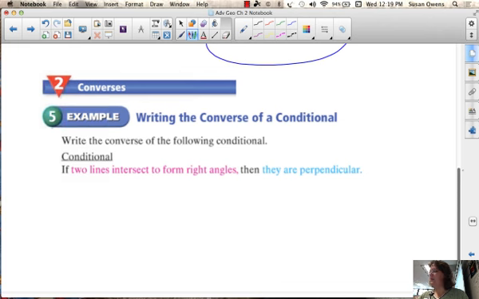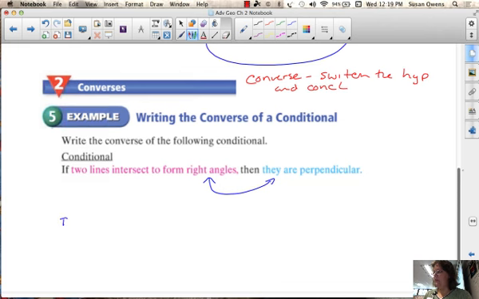So converse is you switch the hypothesis and conclusion. So for example, write the converse of the following conditional. If two lines intersect to form right angles, they are perpendicular. So I'm just going to take these two statements and switch them.